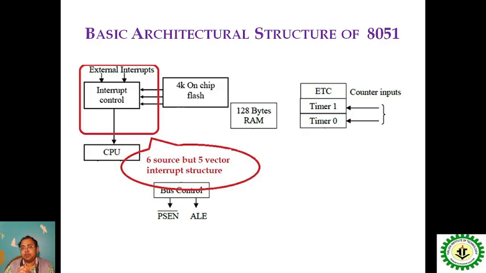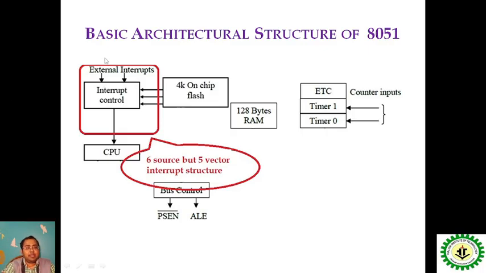Among these six sources of interrupt, it has five vector interrupts, I must say. During the microprocessor sections, probably people know the difference between the vector interrupt and the non-vector interrupt. So here, this 8051 microcontroller has a total of six interrupt sources. Among those sources, five vector interrupt structures are there. And among these six sources, it has two external interrupts and all the others are internal interrupts.